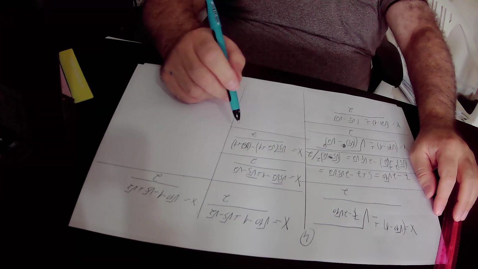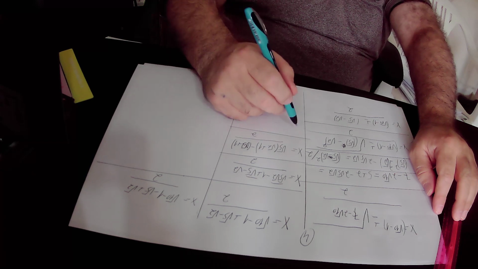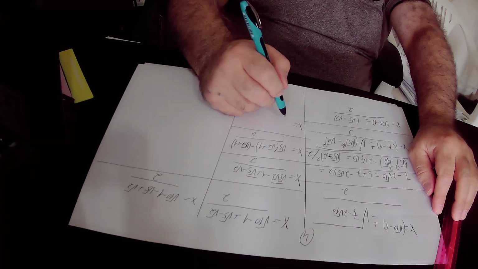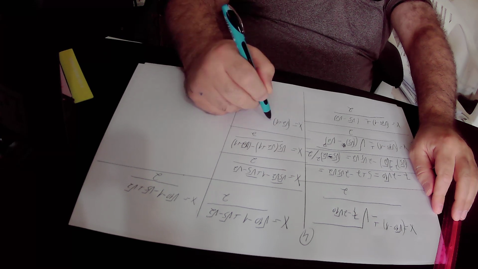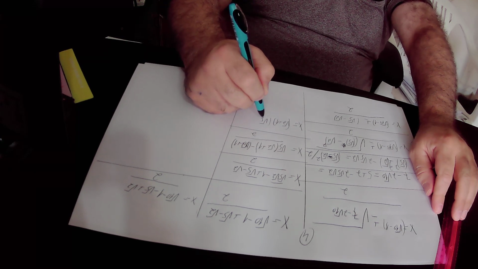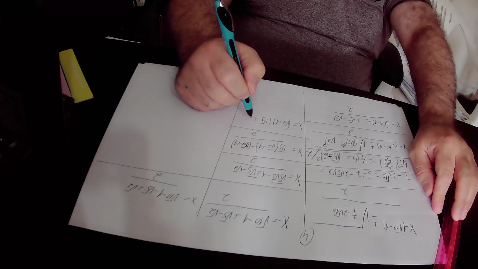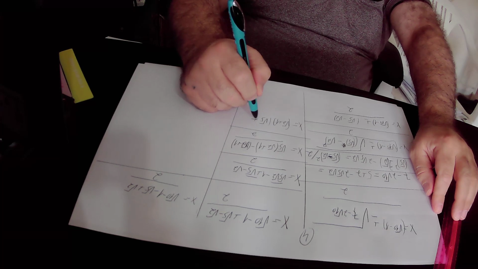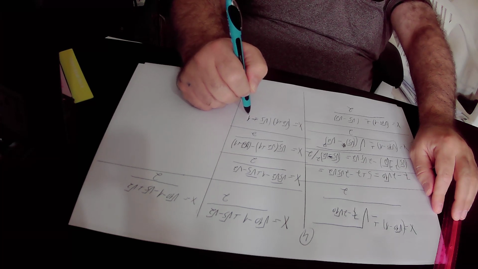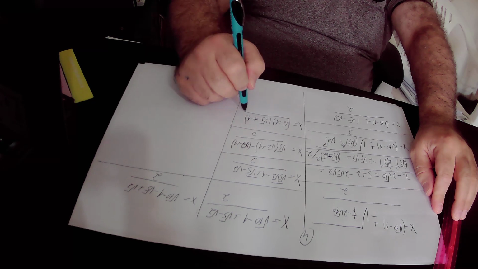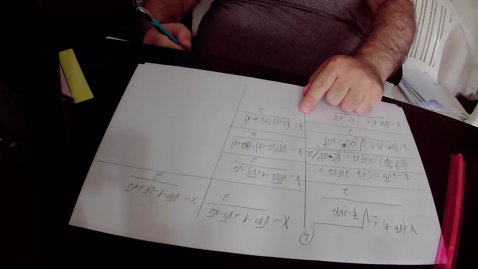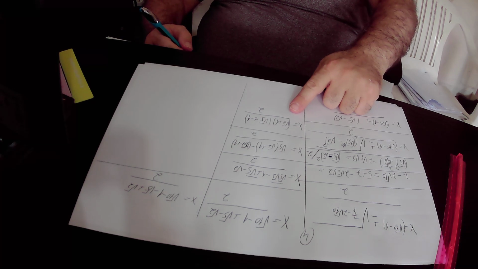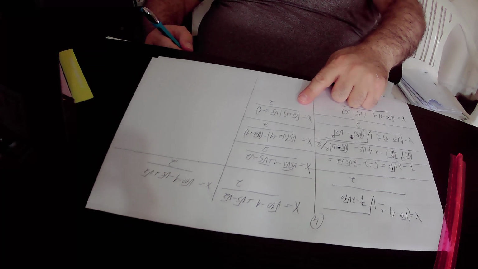Here we will take square root of 2 plus 1 as a common factor, and we will get that x equals square root of 2 plus 1 is a common factor. Inside the brackets we will have square root of 5 minus 1 over 2. So the first solution for x is x equals square root of 2 plus 1 times square root of 5 minus 1 over 2.